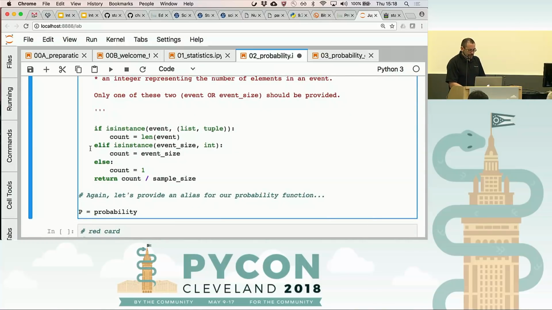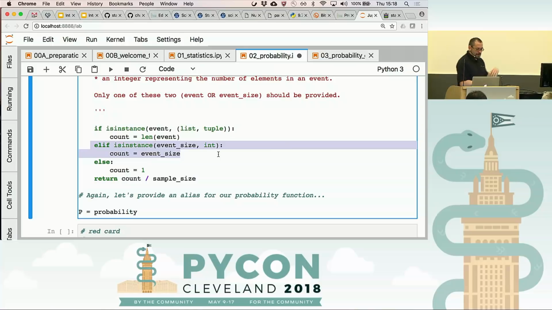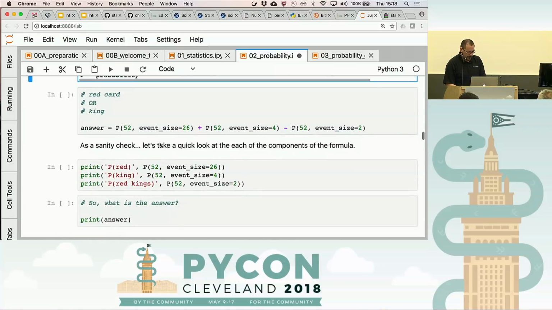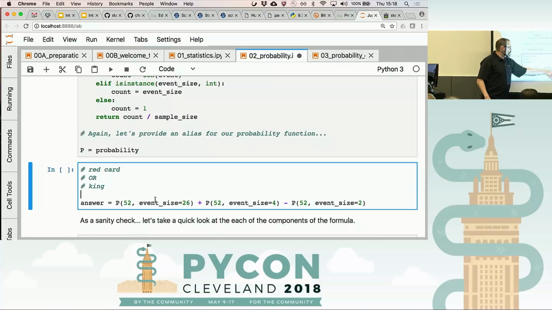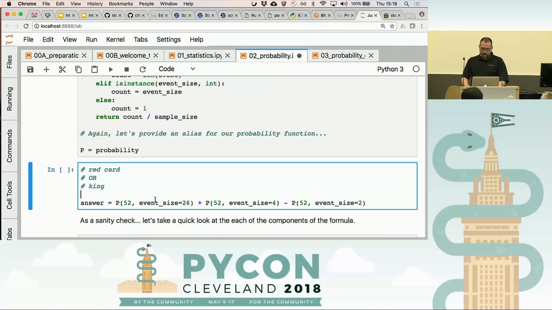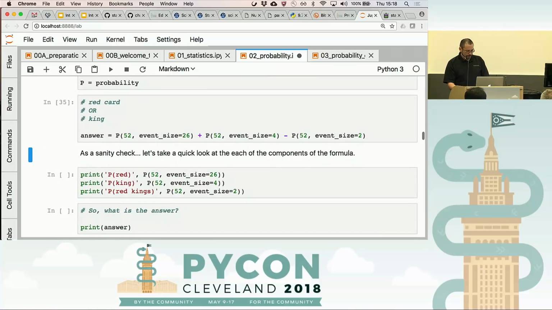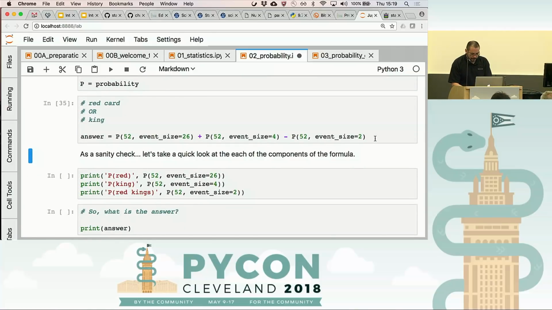And then we add a little nuance in here. It says, hey, if event size is a list, count how many things are in the list. So we still have that functionality. If event size is an integer, just use that as my count. So we used a 4 before, right? All right, so let's run this. Boom. Probability of a red card or a king. There are 26 red cards in a standard deck. There are 4 kings in a standard deck. 2 of those kings are red. And boom. Let's go take a look at the answer.